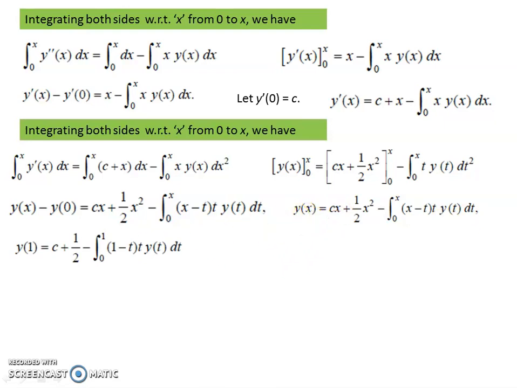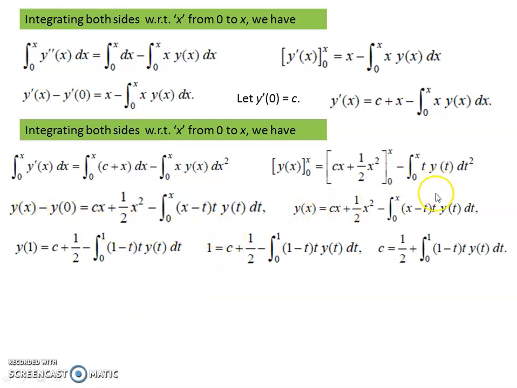Put x equal to 1. So y(1) is equal to c plus 1 by 2 minus 0 minus the integral from 0 to 1 of (1 minus t) y(t) dt. And y(1) is equal to 1. So I got the value of c equal to 1 minus 1 by 2, plus the integral from 0 to 1 of (1 minus t) y(t) dt. So all these values we put in y(x).